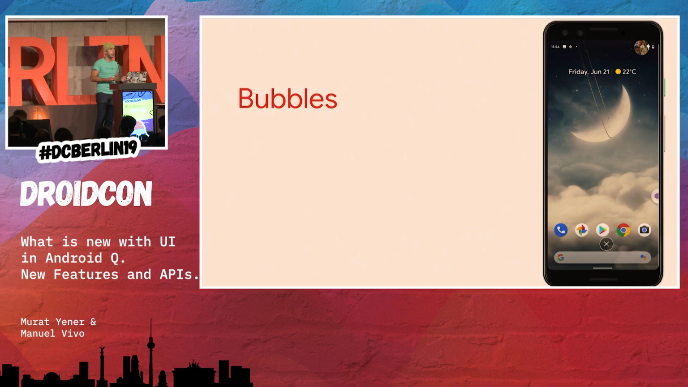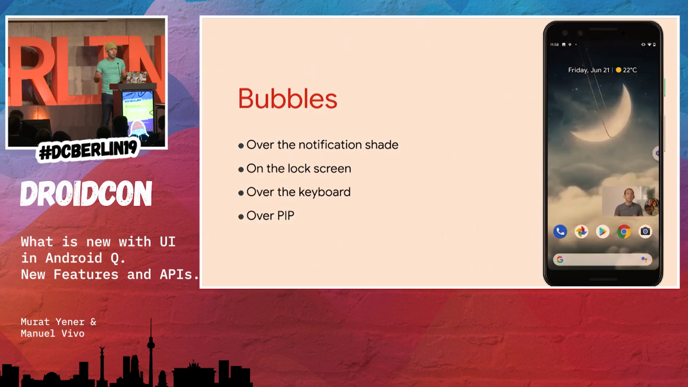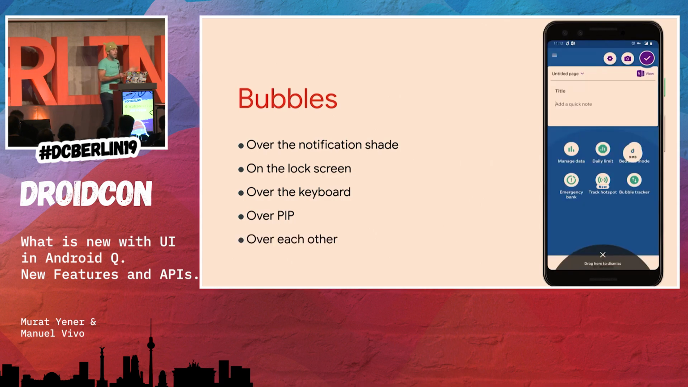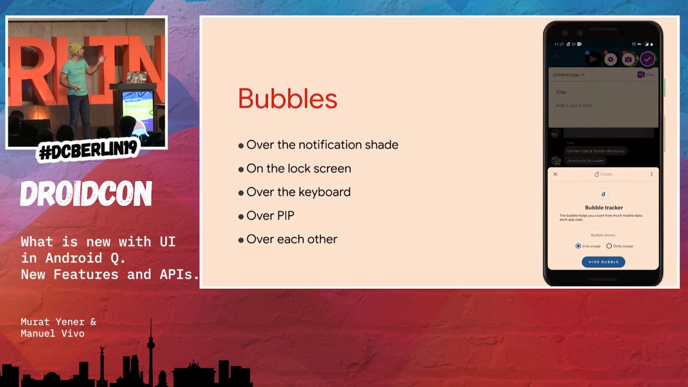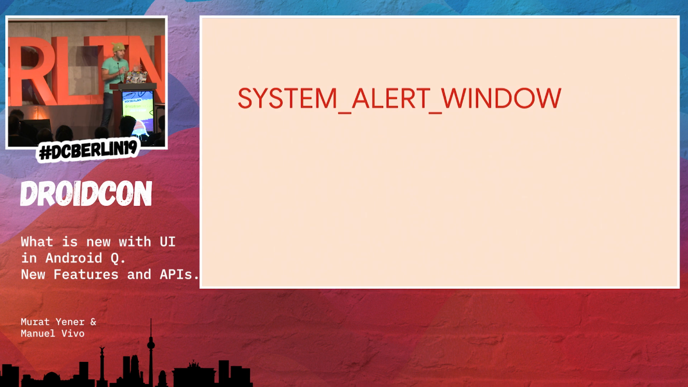The current bubble implementation is not really perfect, because the API which it is built on is not basically built for bubbles. They can appear over the notification shade, over the lock screen, over the keyboard, or if you're watching a video, hopefully mine, they can even appear over the picture-in-picture display. And they can appear over each other, and that can go worse. I think on this screenshot, there are over 5 bubbles on top of each other. And things can get crazy.